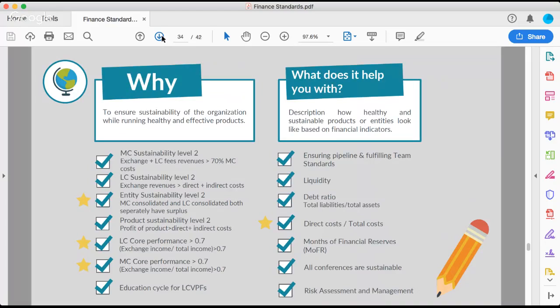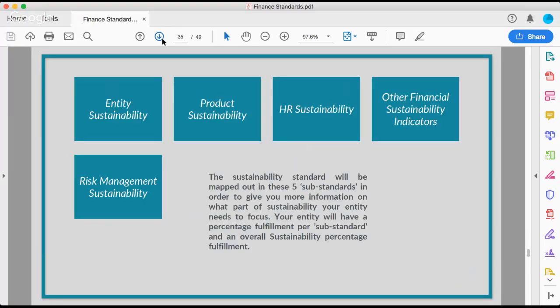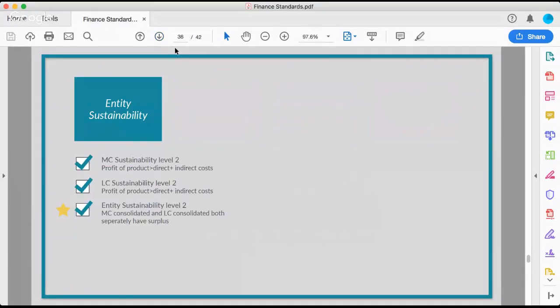Here you see all different sustainability levels and financial indicators. And basically, for all of them, we have a minimum amount that needs to be there to make sure that we are covering for our internal costs in a way that we do not lose any money out of the organization. So here, I will go into the 5 substandards for the sustainability standard. And the first one is entity sustainability.